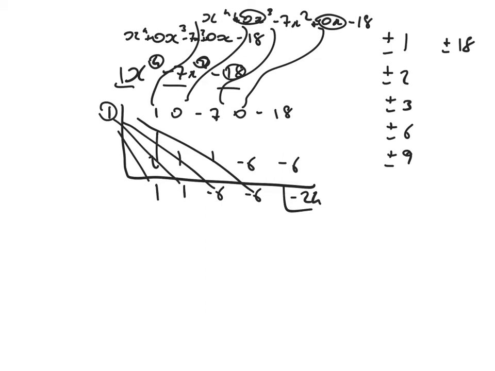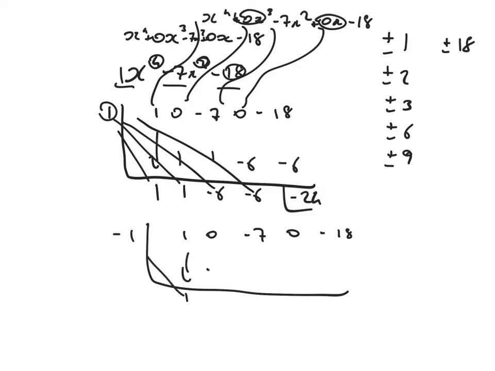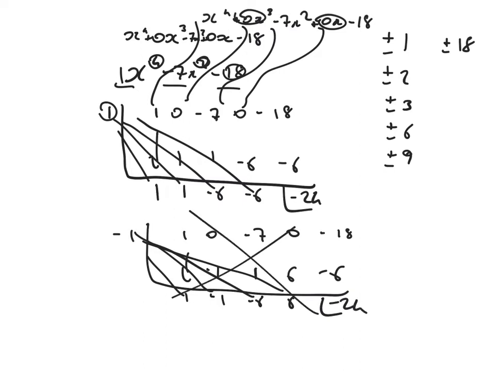Therefore, that's not a factor. So let's try, this time, minus 1. Okay, drop the 1 down. 1 times minus 1 is minus 1. Minus 1 plus 0 is minus 1. Multiply that by minus 1 is 1. 1 minus 7 is minus 6. Minus 6 times minus 1 is 6. 6 plus 0 is 6. 6 times minus 1 is minus 6. Minus 6 minus 18 is minus 24. Okay, non-zero remainder, so that one didn't work either.